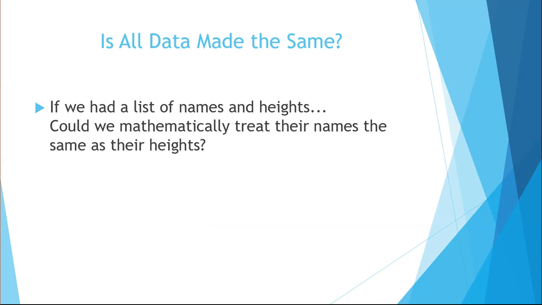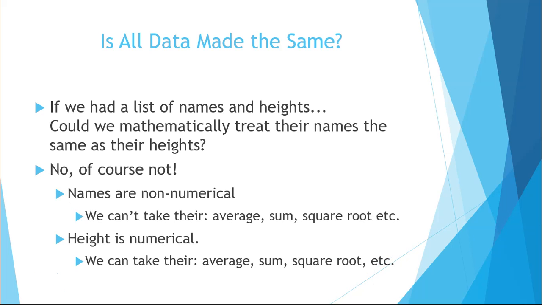If we had a list of 30 participants' names and heights, could we mathematically treat their names the same way we would treat their heights? Let me give you a follow-up question. Could we really take the average of the name column the same way we could take the average of the height column? No, of course not, because the names of the participants are naturally non-numerical, while the heights are by nature a numerical quantity. In other words, height is taken in numbers, so we can apply mathematical operations, such as taking the average or sum of this type of data.